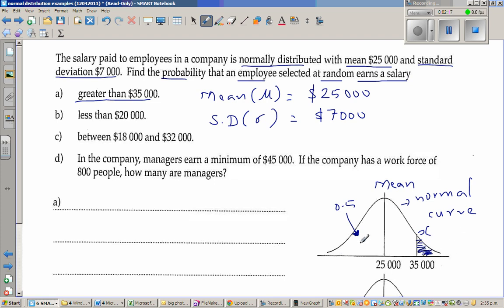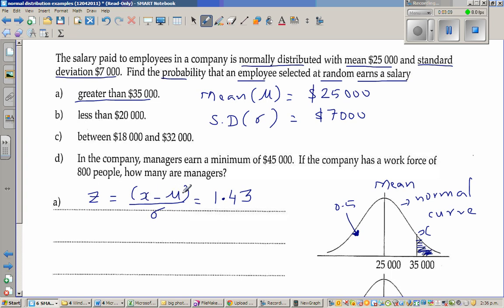So the first thing that you need to do to find this area, or any area, is to find the z value. Now the z value is found by this formula, which is x minus mu over sigma. When you're doing x minus mu, you are finding how much away your x is from the mean. And when you're dividing by the standard deviation, you find a number which tells you how many standard deviations away it is. Suppose in this case it is 1.43, I'll explain that later. This number tells me that this value, 35,000, is 1.43 standard deviations away from 25,000. I hope you understand, because it's slightly mathematical, but it's very logical.